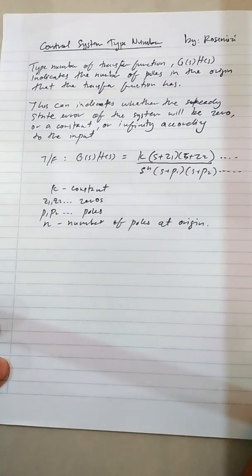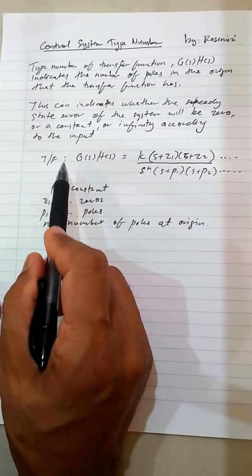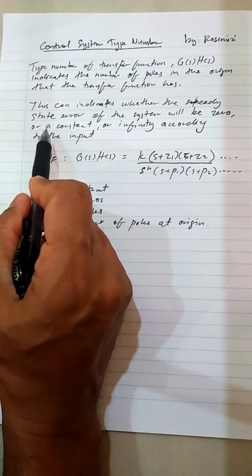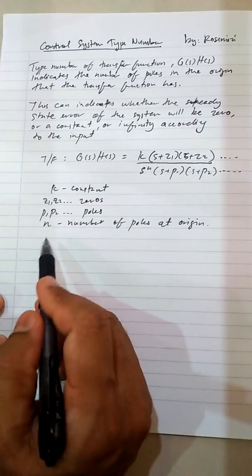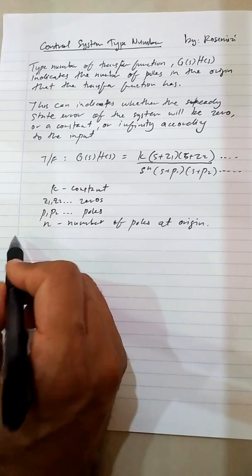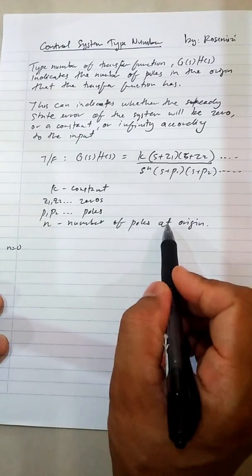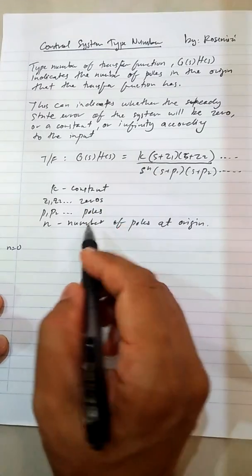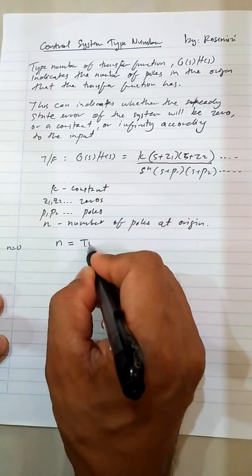So let's study how to relate the system type number and the steady state error of the system. We want to know whether it's 0, constant, or infinity. So let's start with n equal to 0. When n equals 0, we know that the number of poles at the origin n is equal to the system type number.